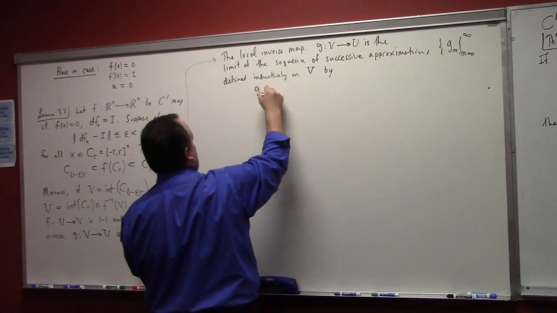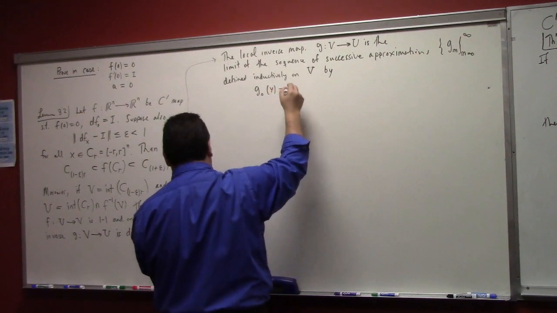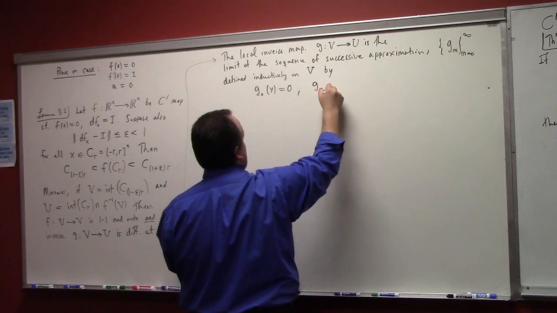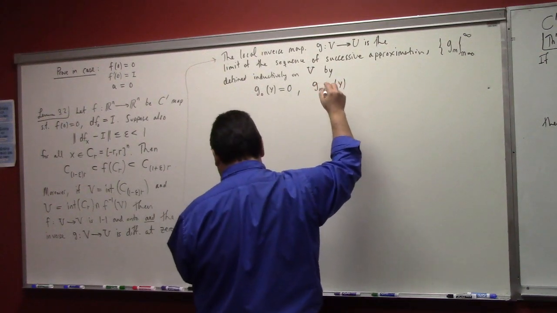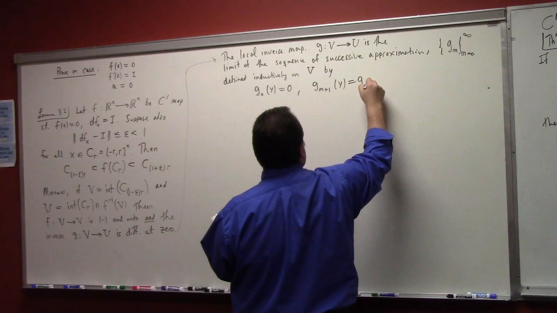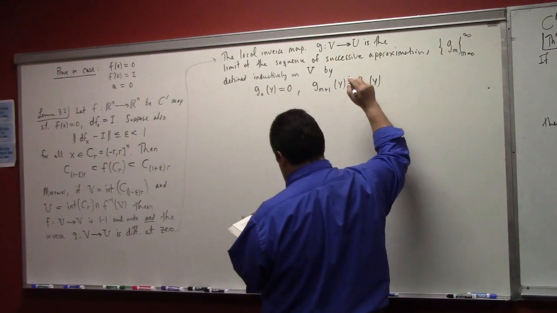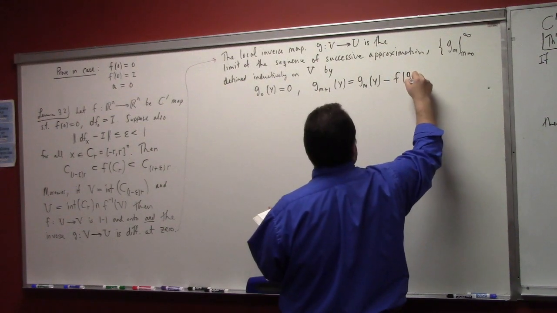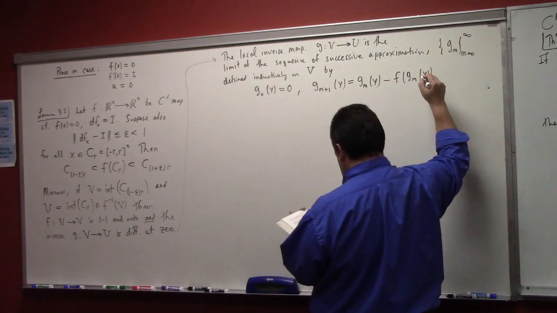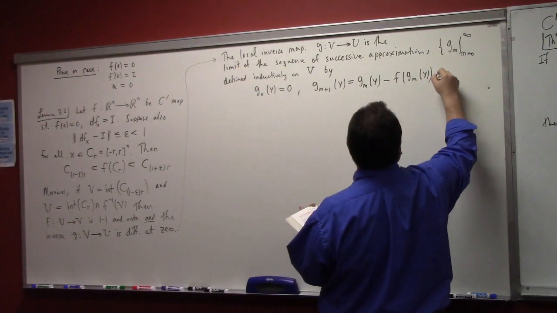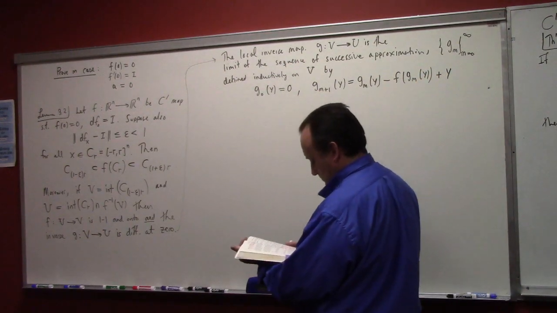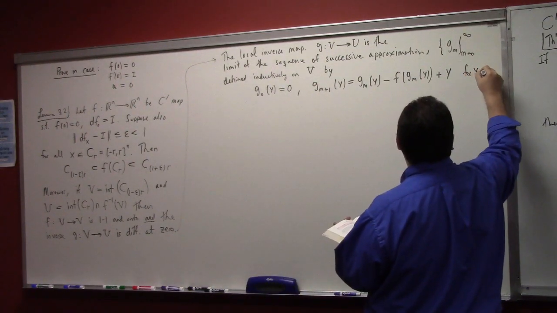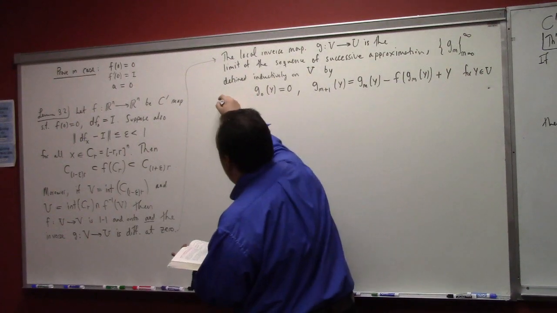g sub 0 of y equal to 0, and g sub m plus 1 of y equal to g sub m of y minus f of g sub m of y plus y, for y in V. All right, there's the end of the lemma.